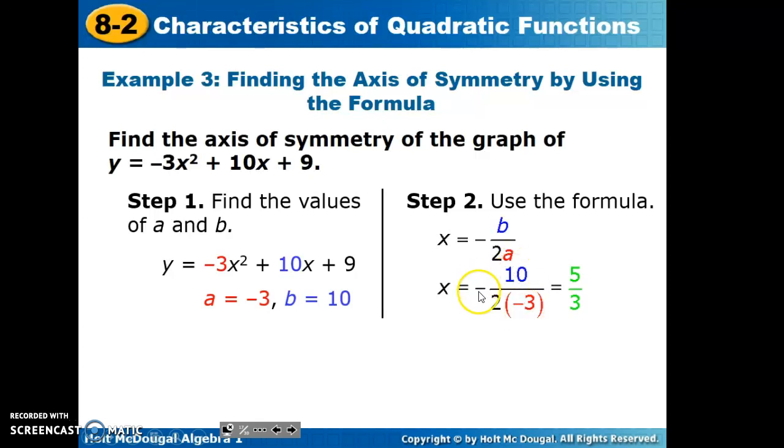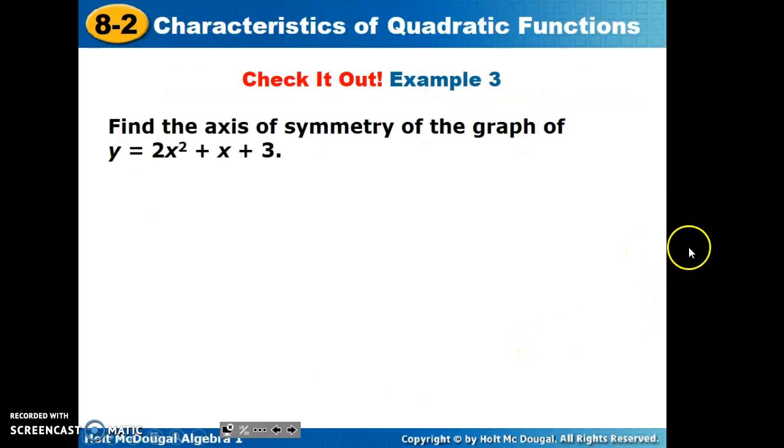10 divided by negative 6, and I'm going to take the negative of that. So these two negatives are going to give us a positive quotient. 10 divided by 6 simplifies to 5/3. So our axis of symmetry sits at x equals 5/3, or 1 2/3. Not an easy number to depict on the graph, and so that's why our formula comes in very handy. You guys check out example 3, and come right back here and we'll go over the solution.